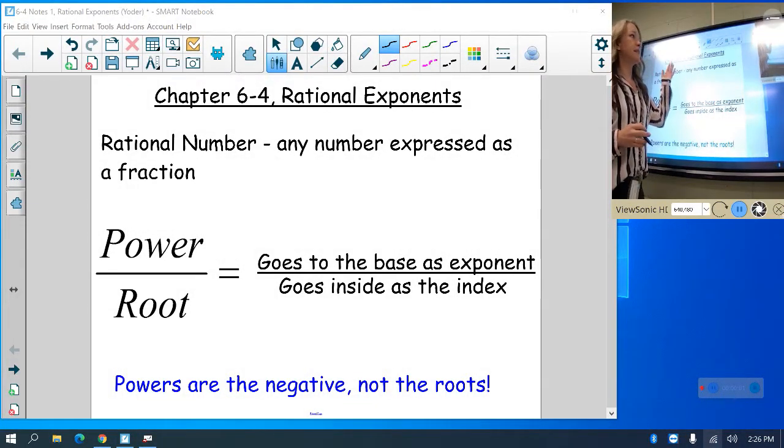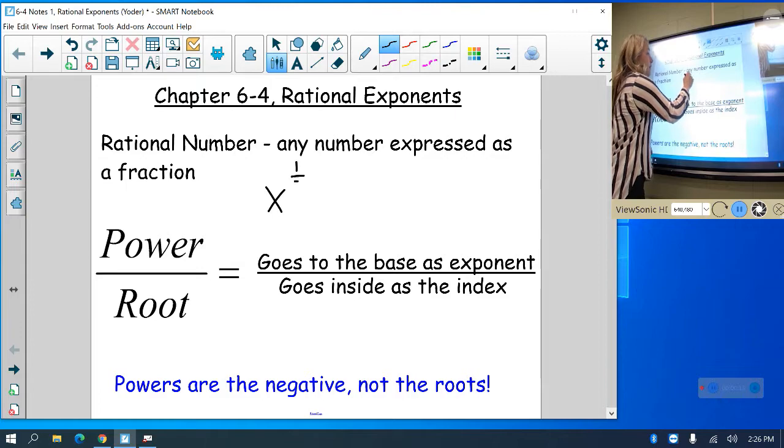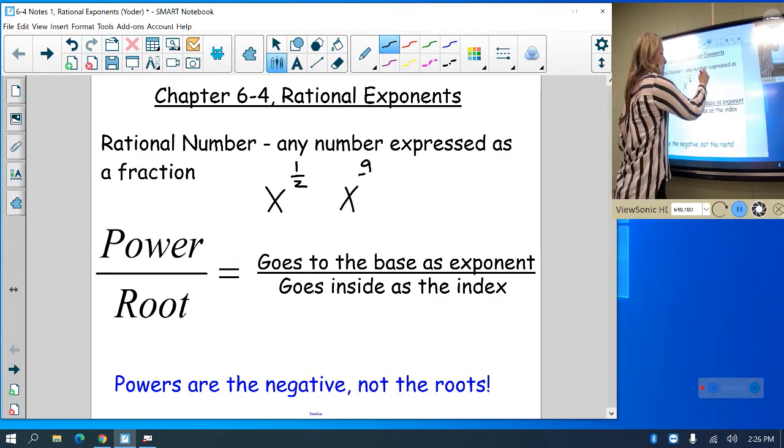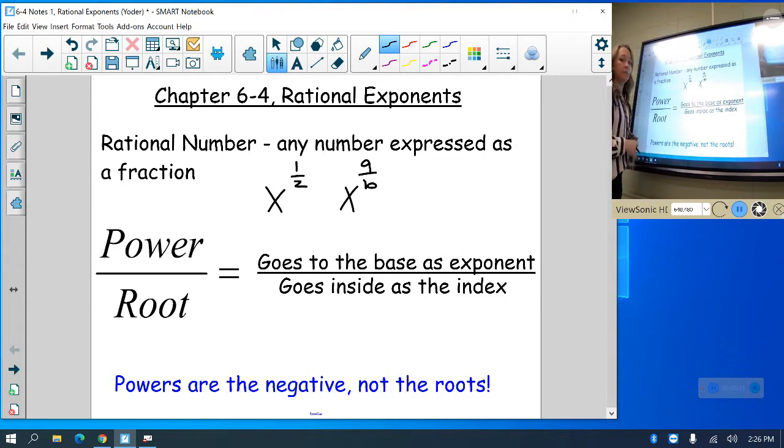Okay, today, Chapter 6, Section 4, we're going to talk about rational exponents. In order to understand what this is, we have to understand what a rational number is. If we remind ourselves, a rational number is any number that can be expressed as a fraction. So a rational exponent is just a fraction in your exponent, okay? Or it might look like this, okay, where a and b are just whole numbers or real numbers.